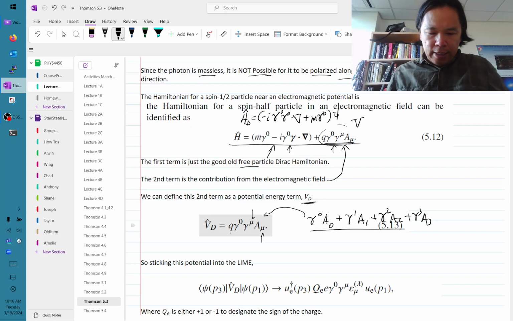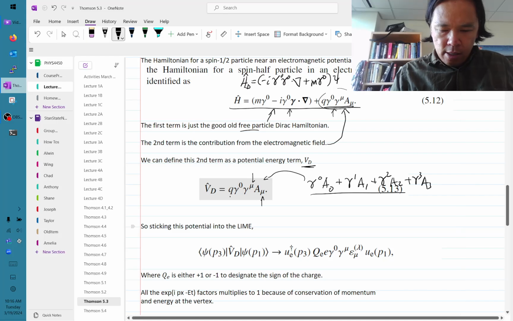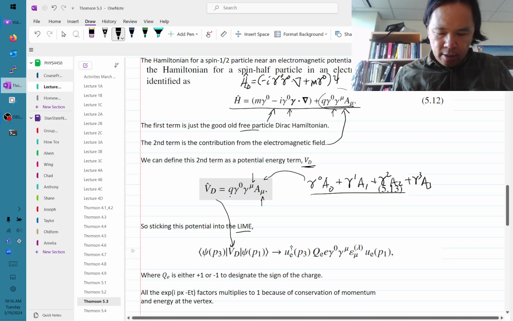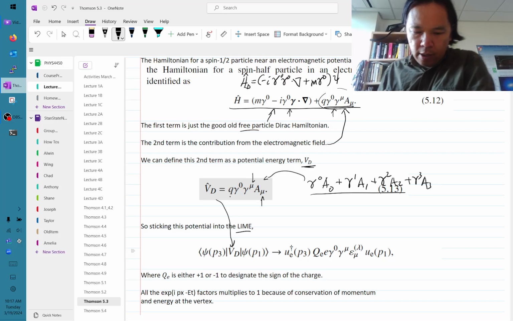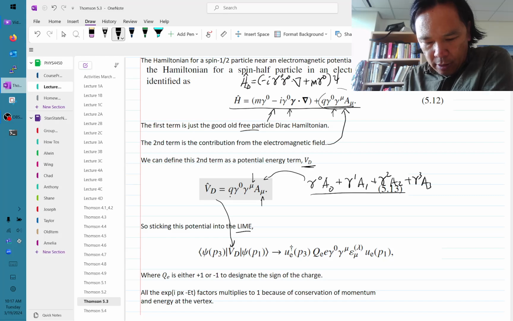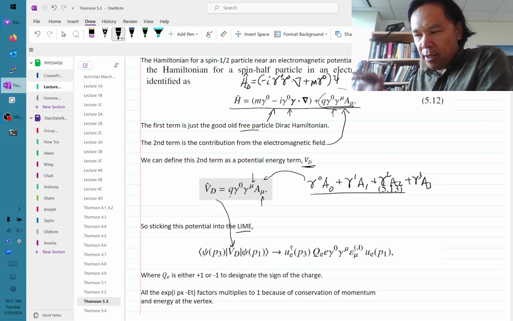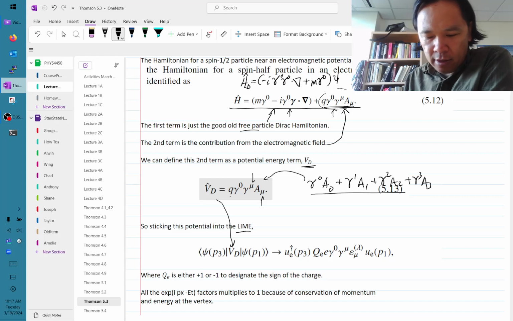So what we're going to do is stick this into our Lorentz invariant matrix element, right? So we're going to stick this VD in here, okay? Thompson doesn't go through all the math, so I'm not going to do so either, because that just turns into a lot of e to the minus i p x canceling out and stuff like that.